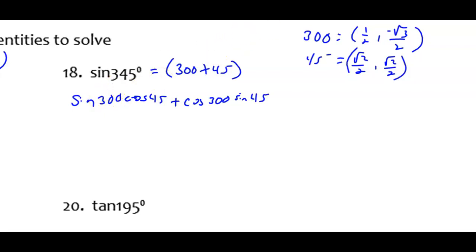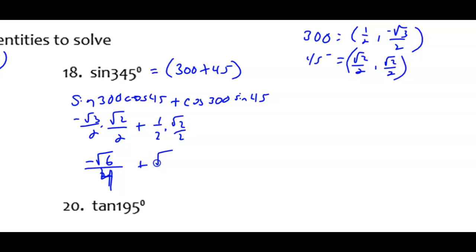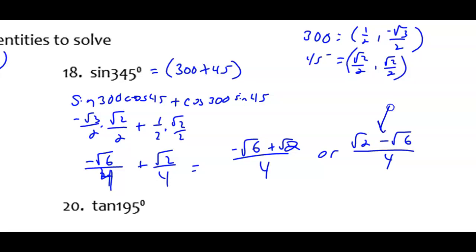All right, so that's going to give us sine of 300 is negative radical 3 over 2. Cosine of 45 is radical 2 over 2. Plus cosine of 300 is 1 half, and sine of 45 is radical 2 over 2. So now we're going to multiply those to get a negative radical 6 over 4. And we're going to multiply that over 4, so that gives us negative radical 6 plus radical 2 over 4, or radical 2 minus radical 6 over 4. As long as that negative is attached to that radical 6, like that.